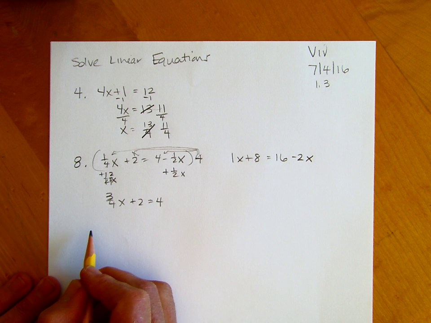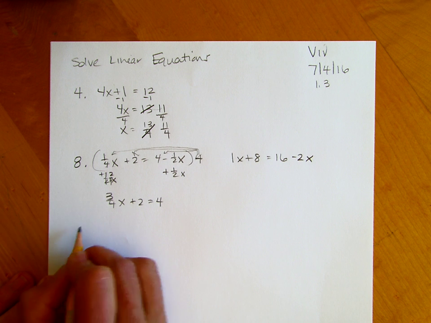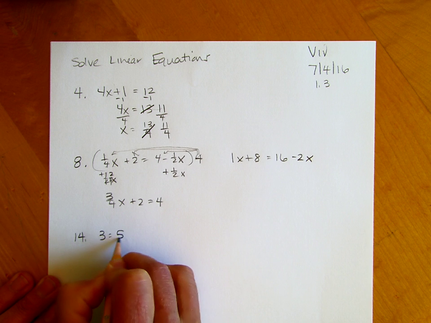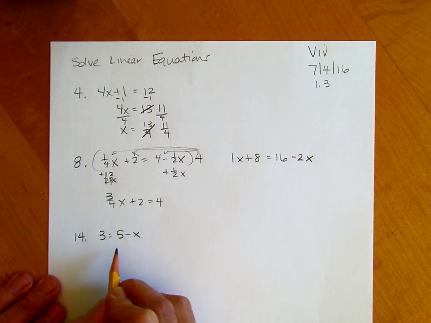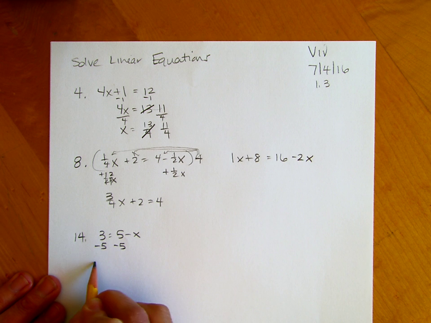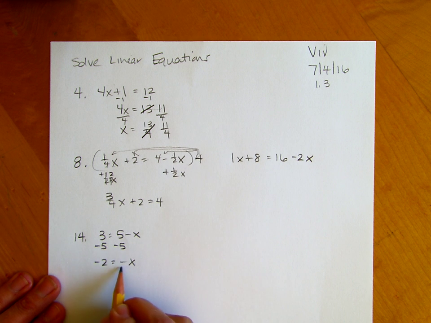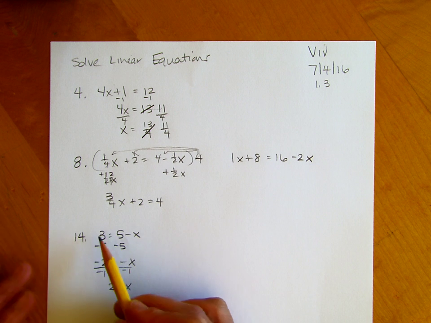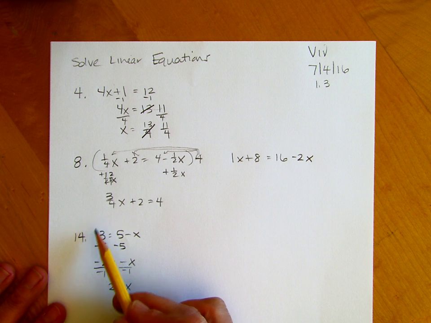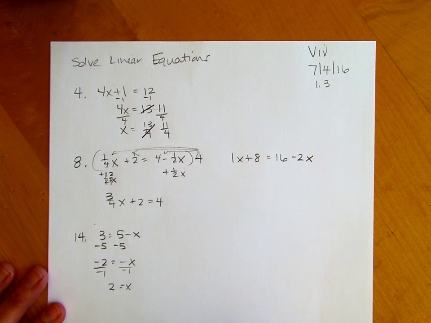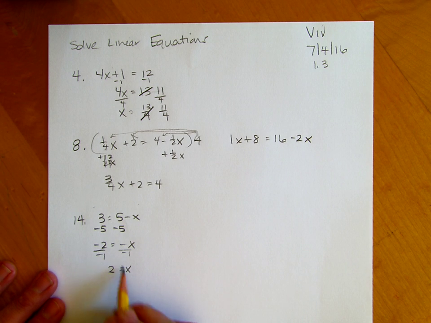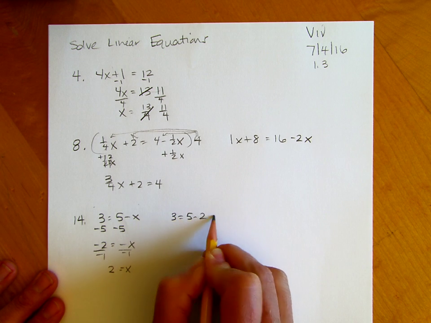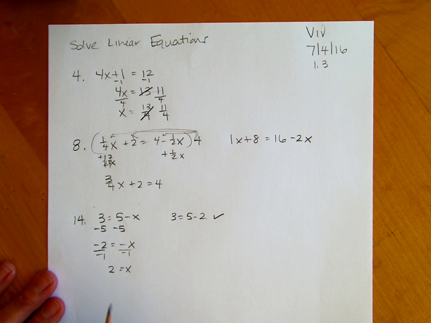The second set says solve your equation and check your solution. So here's a relatively simple one. 3 equals 5 minus x. Subtract 5. And I'm going to get negative 2 equals negative x. Divide by negative 1, and x equals 2. Some people might put the x on the other side. A lot of us like the familiarity of that, having x on the left and our numbers on the right. That's fine. There's more than one way to do this. But the idea is to now check. 3 equals 5 minus 2. Check.